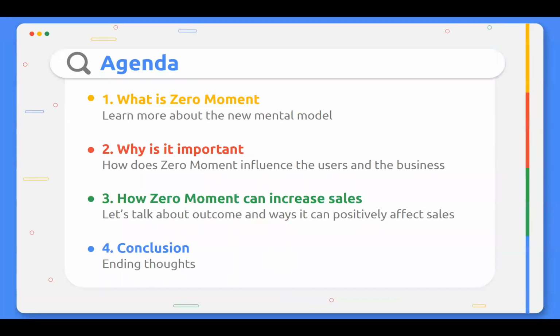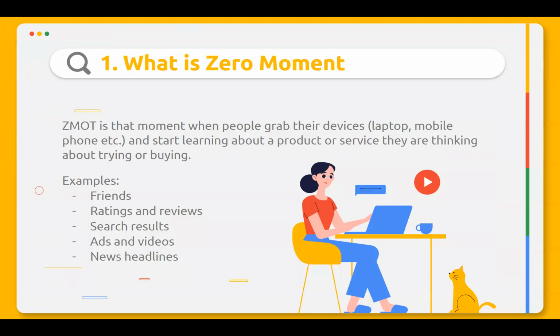On today's agenda, I have 4 points. The first one would be about what is the zero moment, where we'll learn about the new mental model. The second, we'll talk about why it's important and what influences it has on users and the business. And the third one will be how it can increase sales. We'll be talking about the outcome and ways it can positively affect sales. And fourth, we'll have a conclusion with ending thoughts.